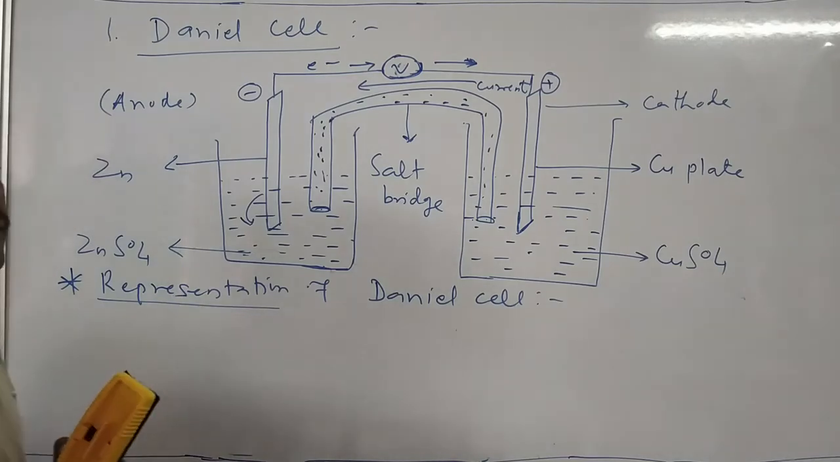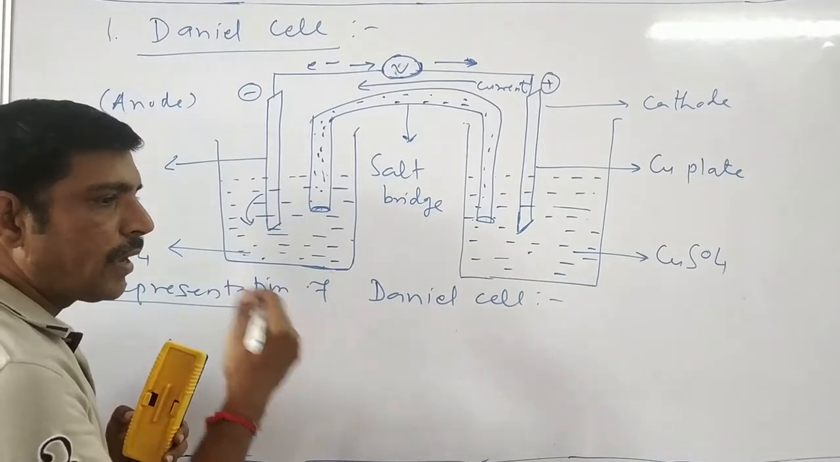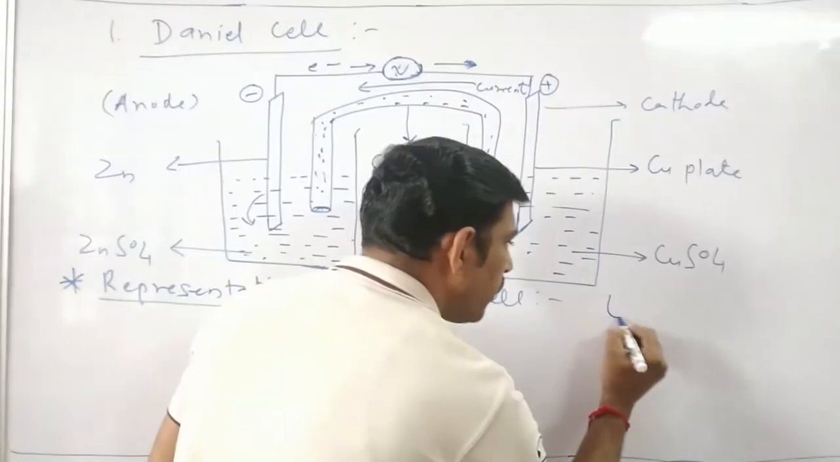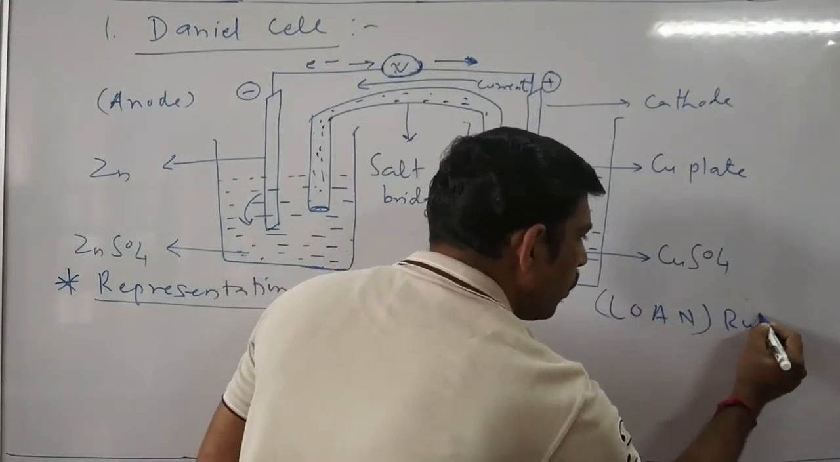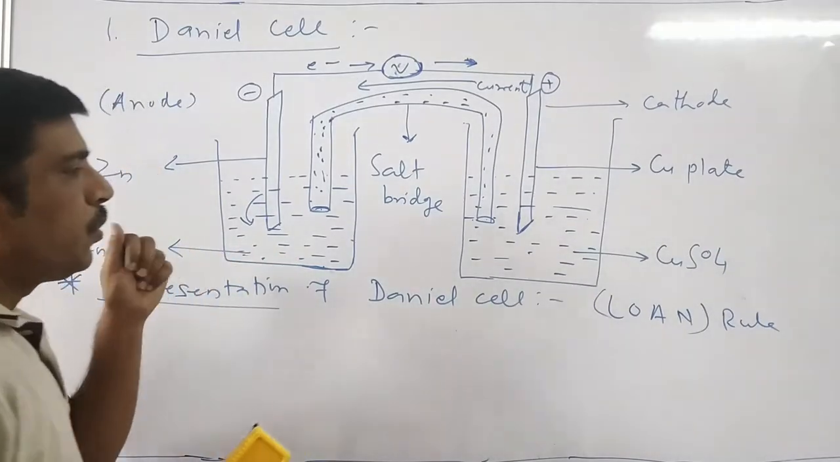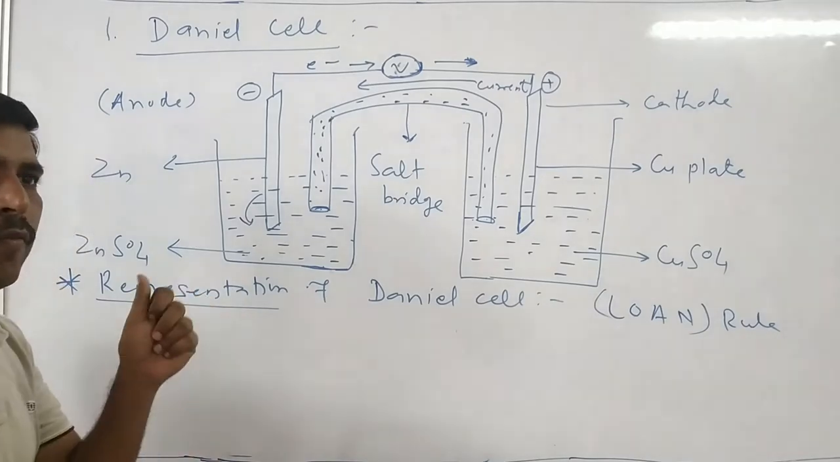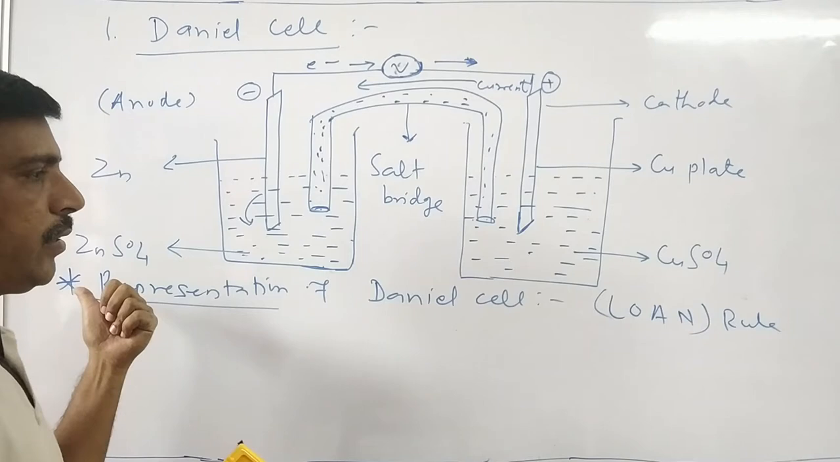The procedure for the representation is the same. To represent a Daniell cell or any galvanic cell, we use one rule, that is LOAN. What is the LOAN rule? L means left side. The electrode which undergoes oxidation, we have to write toward the left side.